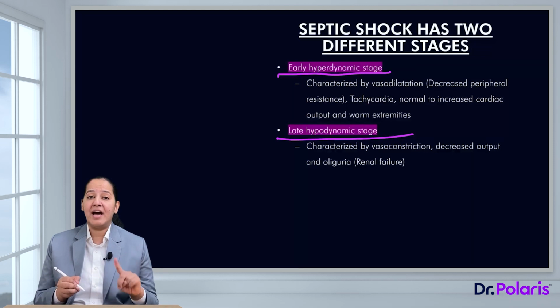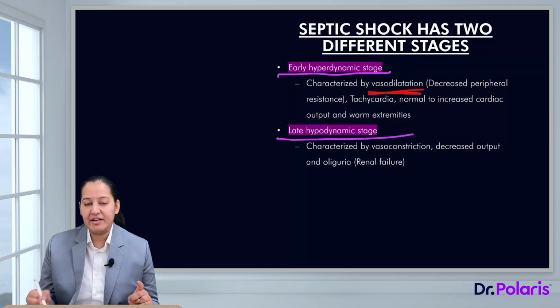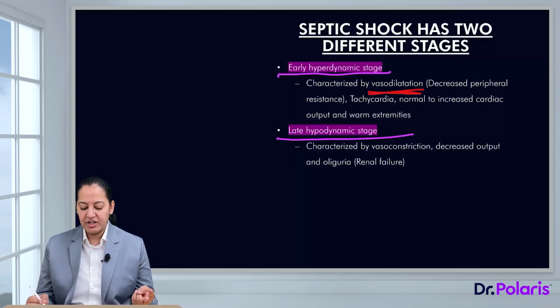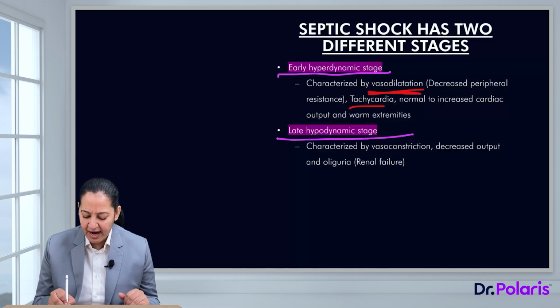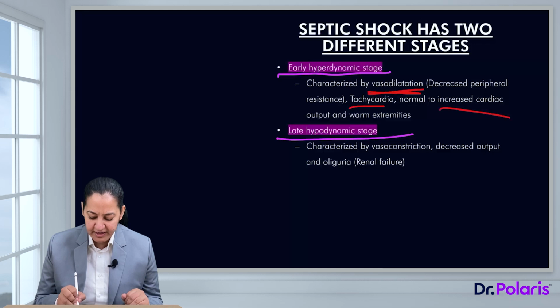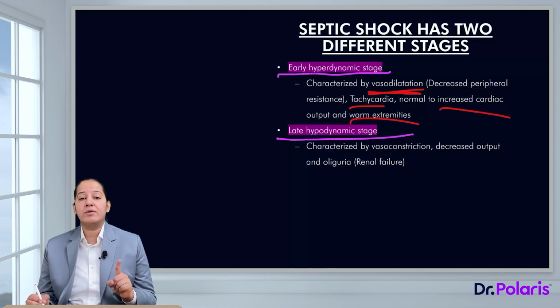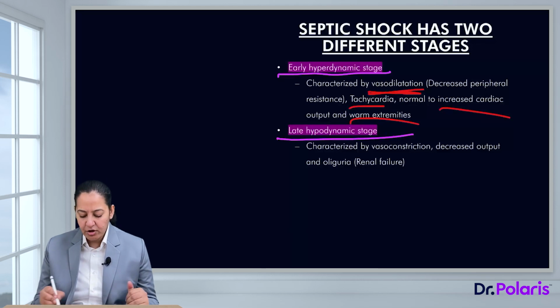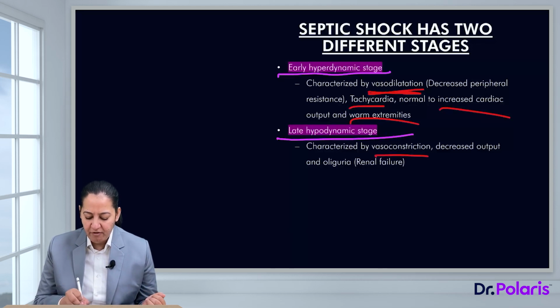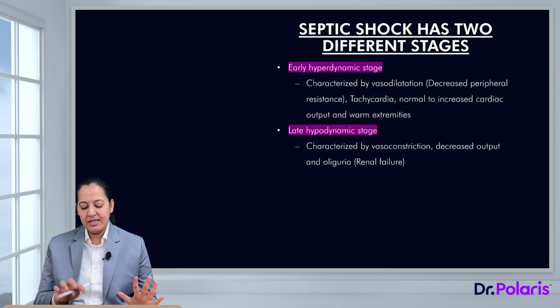In the early hyperdynamic stage, the patient has vasodilatation. Because of the vasodilatation, the patient has more blood in the organs. Although there is tachycardia, the cardiac output is initially normal and then decreases. Initially, because of vasodilatation, the extremities are warm. Later on, due to vasoconstriction, the patient has oliguria and cold extremities. So these are the stages.